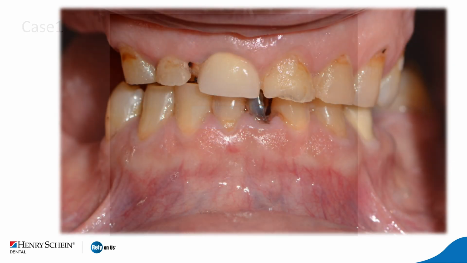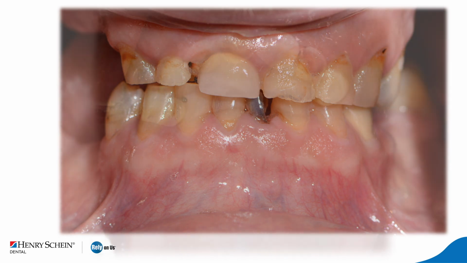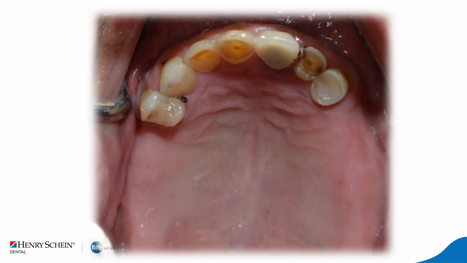And he came to the office. So here is an extraoral picture of the patient. He wanted to improve his appearance. That was his main concern. You have an intraoral picture of his failing dentition. We can see that he demonstrates edentulism on both aspects, the mandible and the maxilla. And here is an occlusal shot from the maxilla. You can see that the teeth are in pretty bad shape.